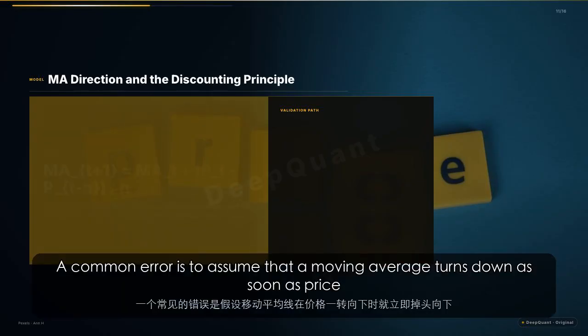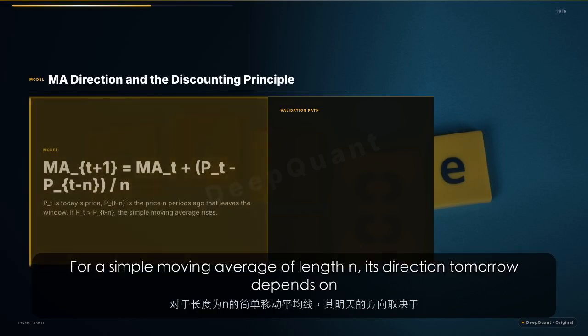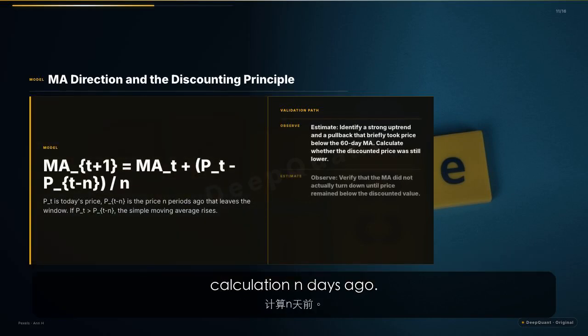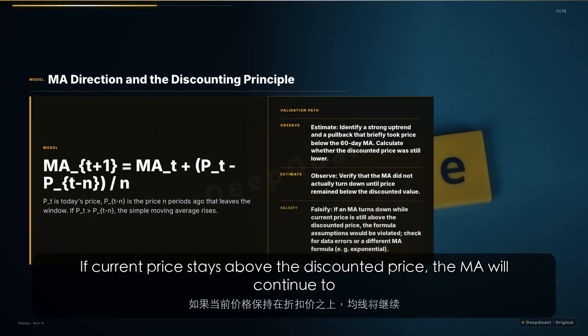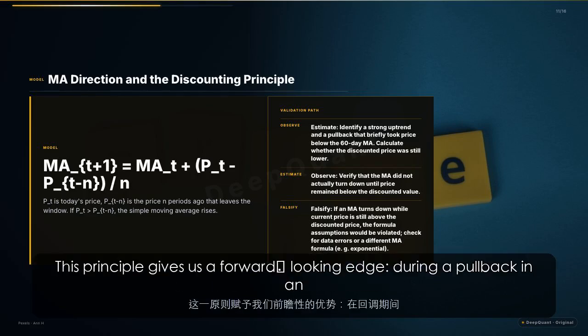A common error is to assume that a moving average turns down as soon as price drops below it. Not true. For a simple moving average of length n, its direction tomorrow depends on whether today's price is higher than the price being dropped from the calculation n days ago. This old price is called the discounted price. If current price stays above the discounted price, the MA will continue to rise even if price is below the MA. This principle gives us a forward-looking edge.